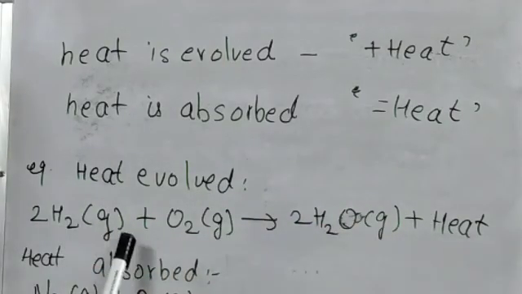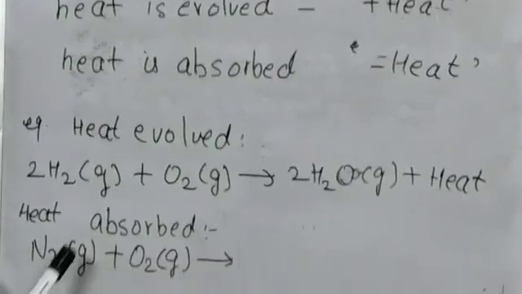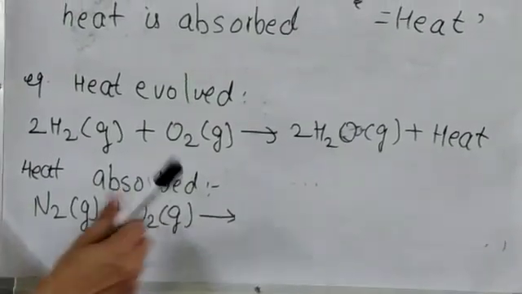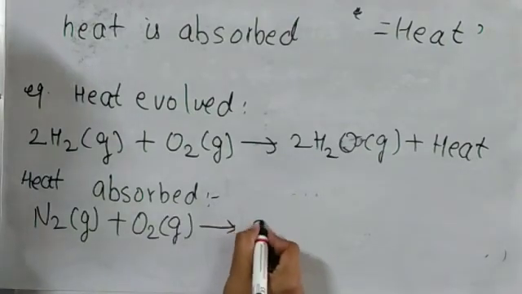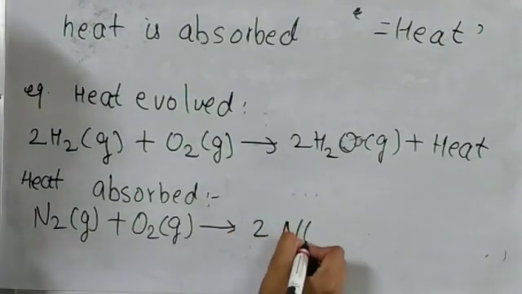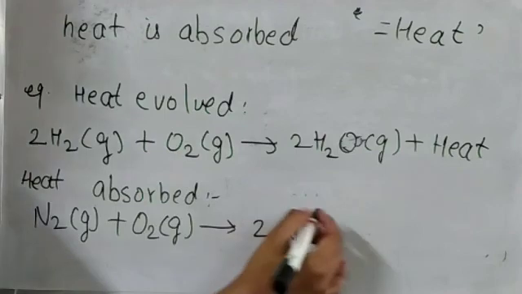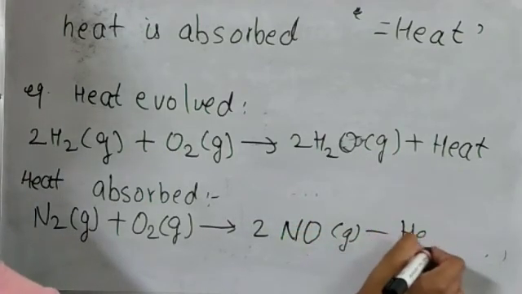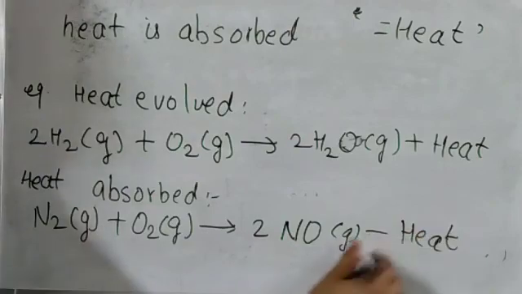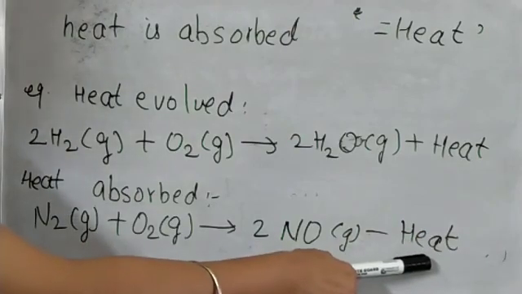Example of heat absorbed: nitrogen gas reacts with oxygen gas to yield nitric oxide. In this reaction heat is absorbed, so we write minus heat on the product side.